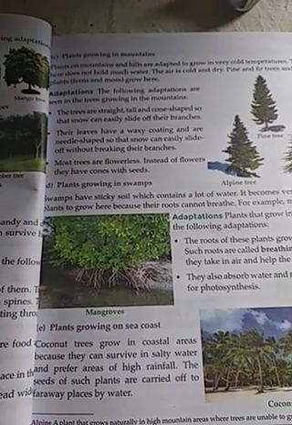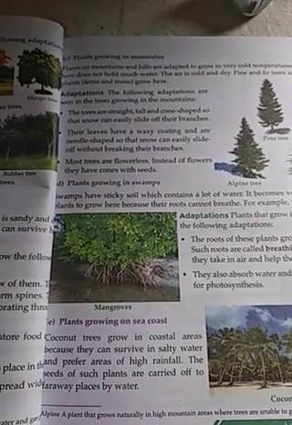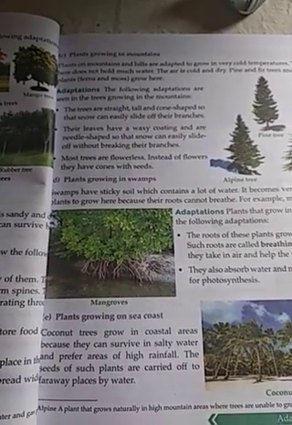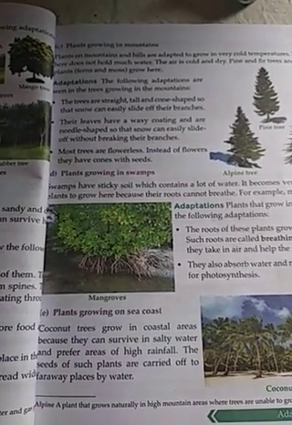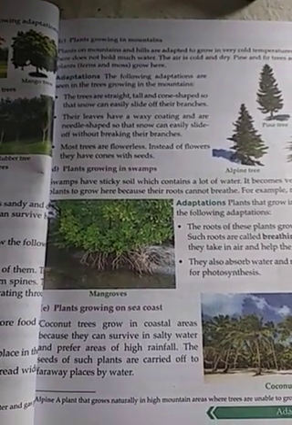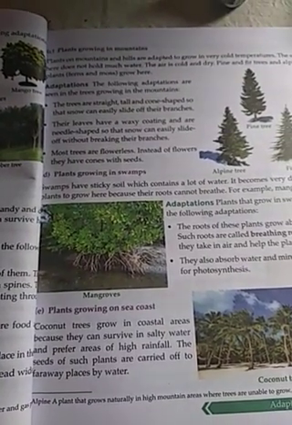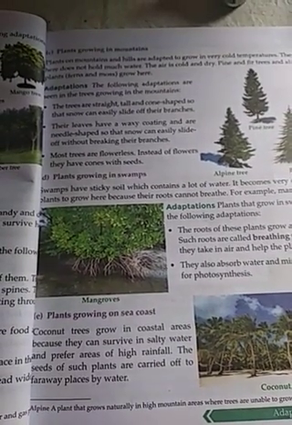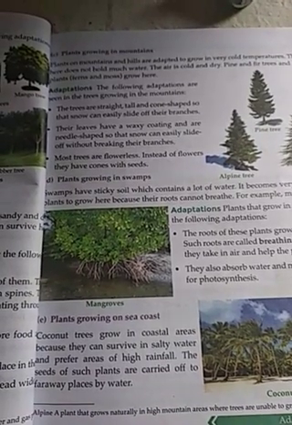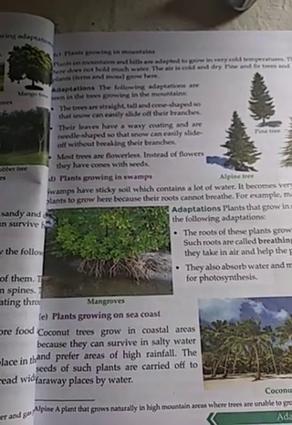Now you understand, children, that area near the sea has a bit salty water because of the presence of the sea. Now all plants cannot grow and survive easily in this type of land which contains salty water. So specific plants like coconut can easily survive in such salty water and prefer areas of high rainfall. So high rainfall is also needed for this. The seeds of such plants are carried off to far away places by water.